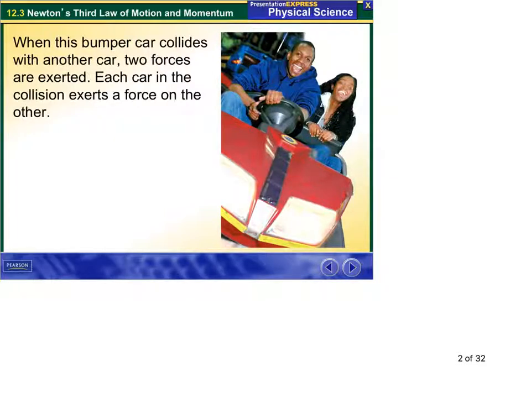Today we got notes for section 12.3, Newton's third law of motion and momentum. Little introductory example here. We got bumper cars in an amusement park and they collide with another car. Two forces are exerted. Each car is exerting a force on the other.